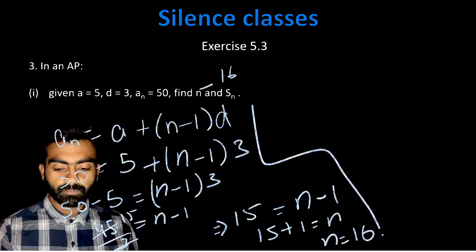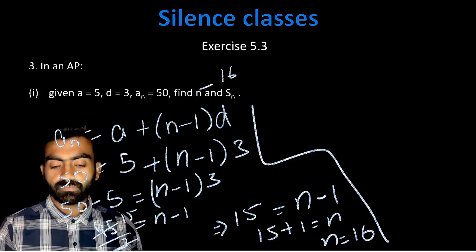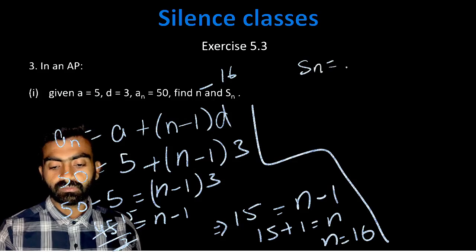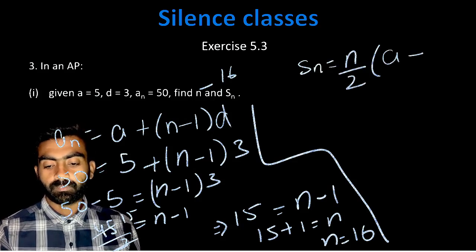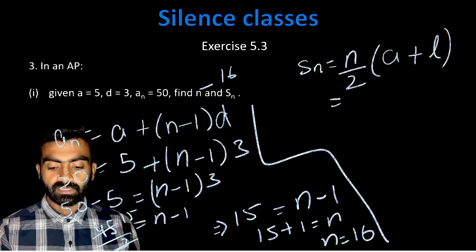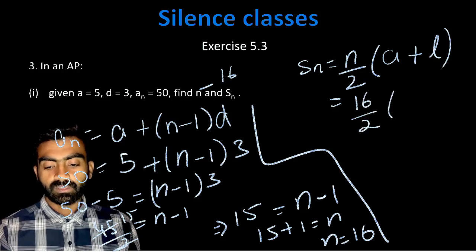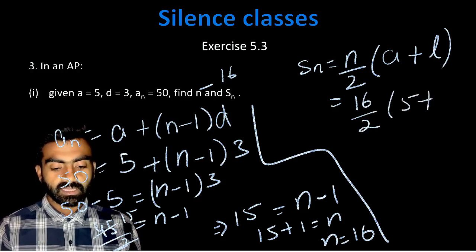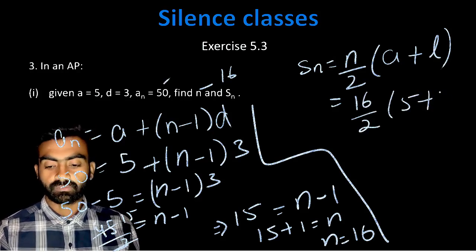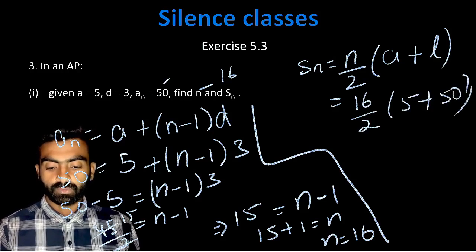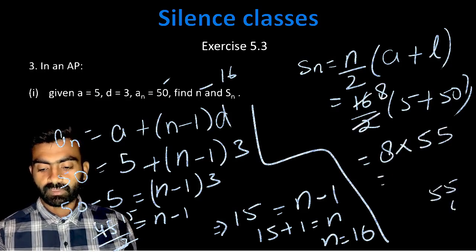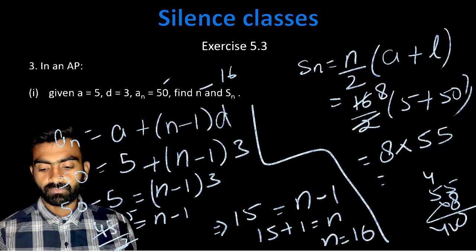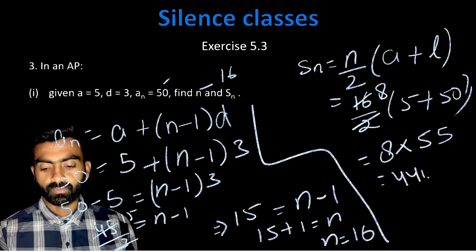Now we can put the value in the sum formula. Sn = n/2 (a + l). So n is 16, divided by 2, a is 5, plus l, the last term, which is 50. 16 divided by 2 is 8, so we get 8 multiplied by 55. 55 multiplied by 8 is 440. So we get 440 as the answer.